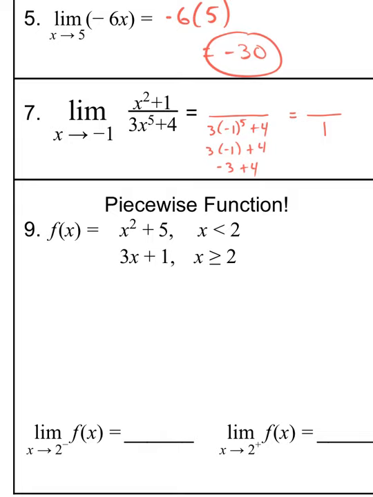So now I go ahead and plug it in on top. -1 squared plus 1. That gives me 1 plus 1, which is 2. My limit is 2. So just because there's a fraction doesn't mean you can't do direct substitution. You've just got to check. But here we can. The limit is 2.